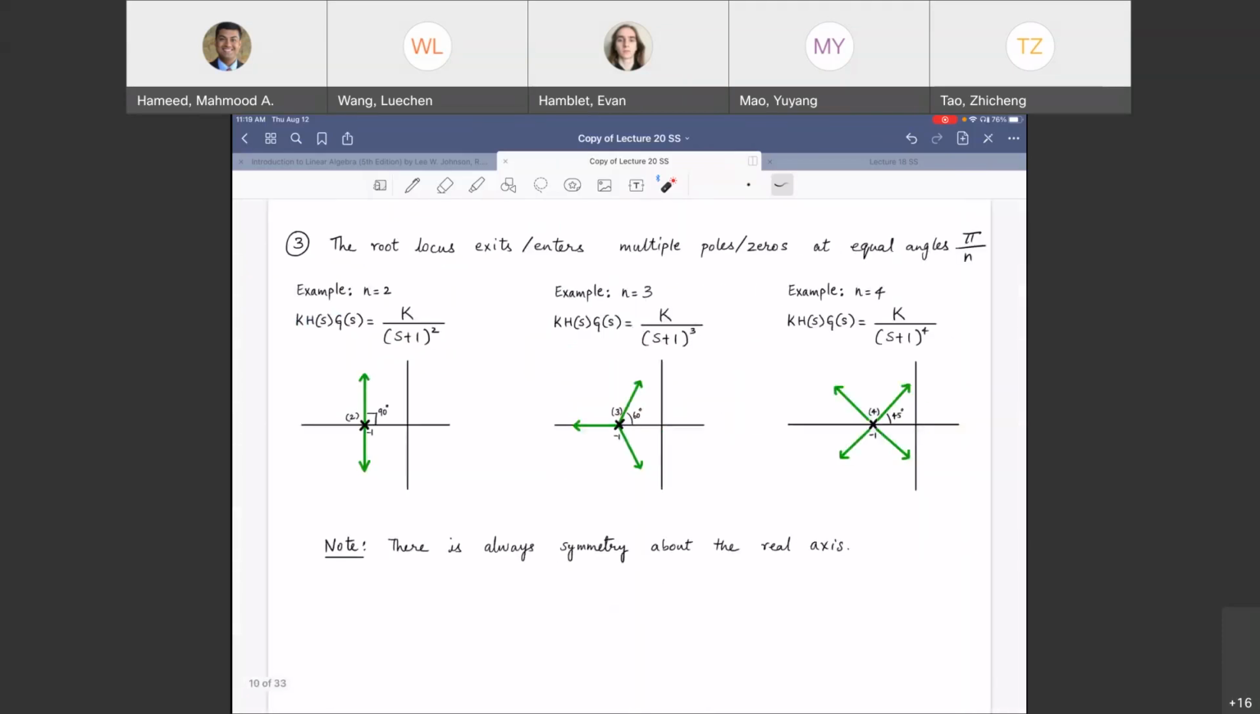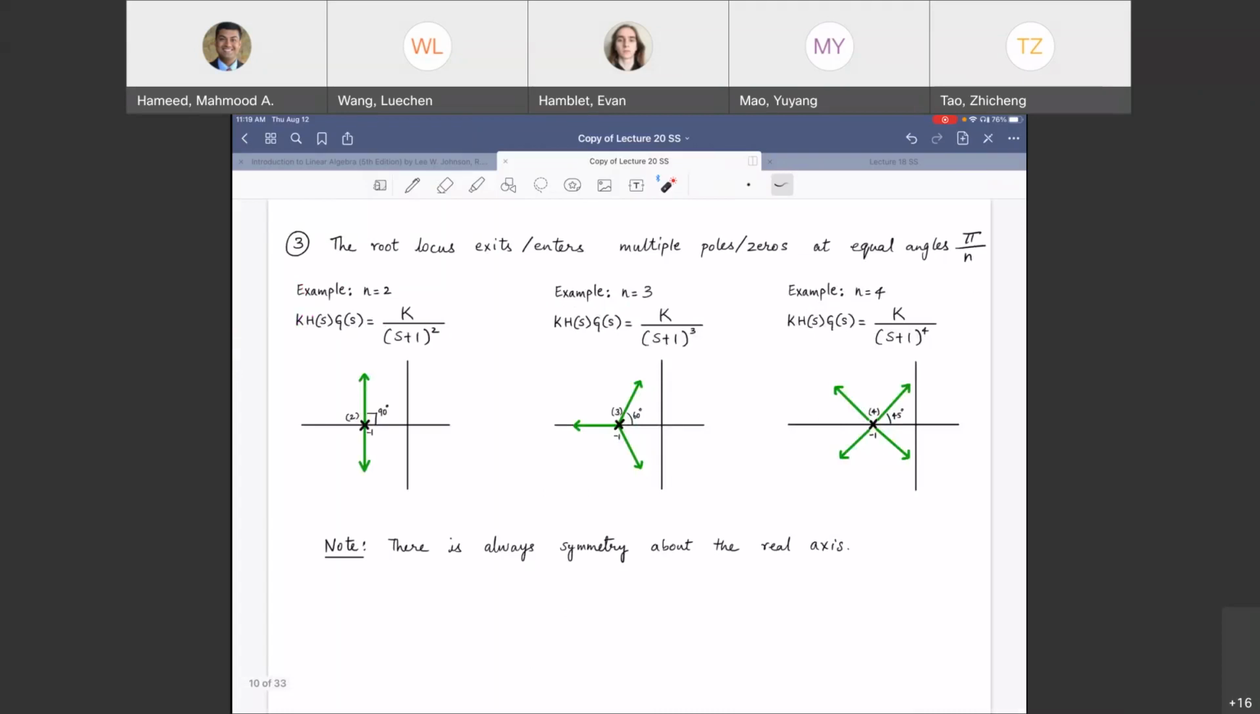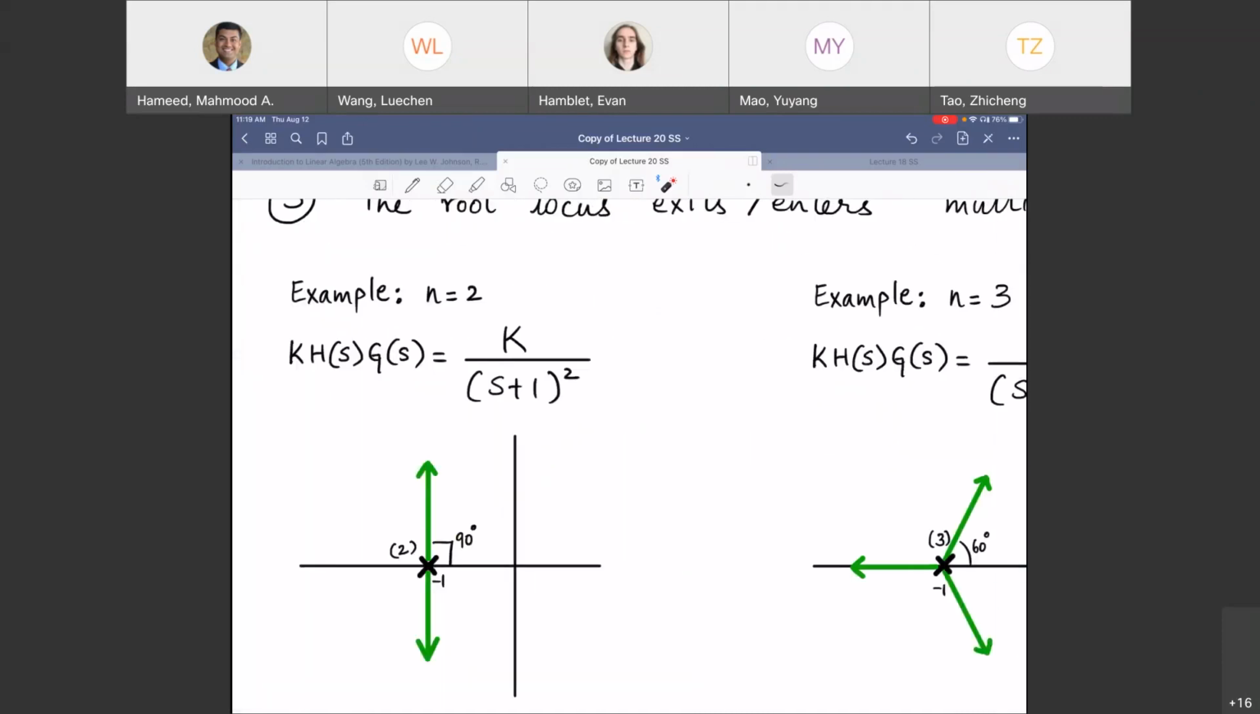All right, next. Third rule: root locus enters or exits multiple poles and zeros at equal angles. So suppose over here, we had multiple poles here, multiple zeros over here, multiple poles over here. When you have multiple coincident poles or zeros, poles for exiting, zeros for entering, the root locus enters or exits at equal angles. So for example, here at the first one, we have 2 poles, both of them at -1 right here. The root locus exits here. At what degrees? Equal angles.